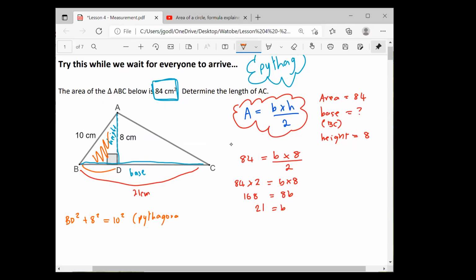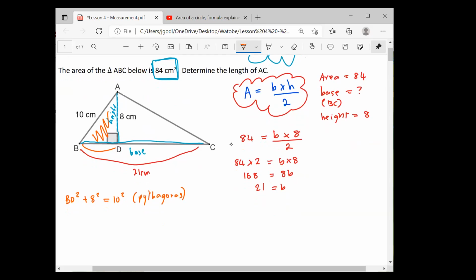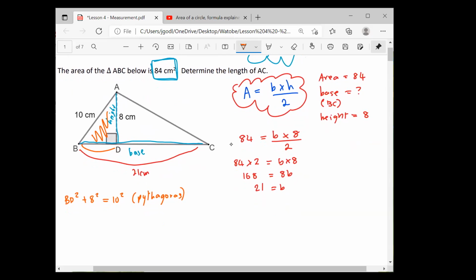See how we're starting to use all of the different skills we've learned over the last few weeks. This is what maths is all about. So we build up slowly and we put them all together. So BD squared is equal to 100 minus 64, which means BD squared is equal to 36. And so BD is equal to 6.